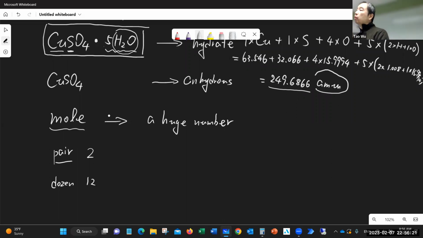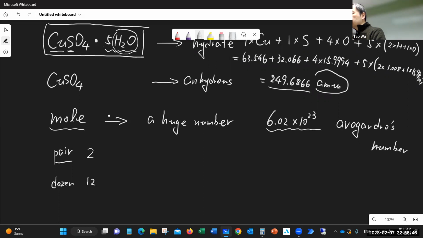So how is the number called? It's 6.02 times 10 to the 23rd. This is really big. And we give its name, it's called the Avogadro's number. We call this Avogadro's number. So 6.02 times 10 to the 23rd.